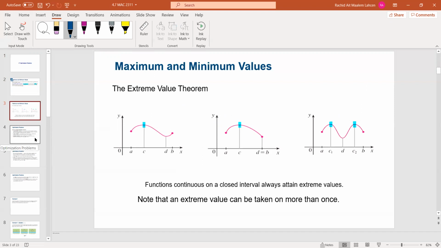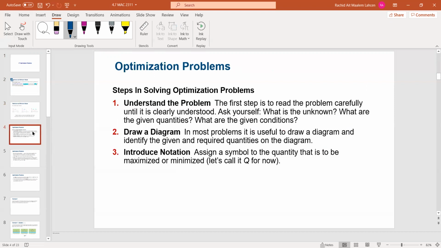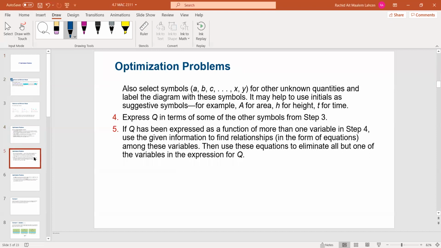So based on this, if we have a function that is continuous, we're going to look for the absolute maximum or the absolute minimum, and this is used in applications. And the steps, of course: we need to understand the problem. So read it, see what is asked, what the question is, what is given. If it's something you can draw a diagram of, you do it, and you start introducing notation for the variables. But the important part is to express Q in terms of some of the other symbols.